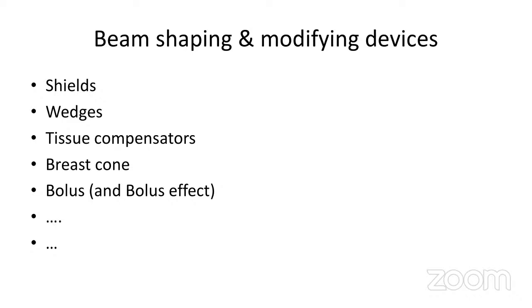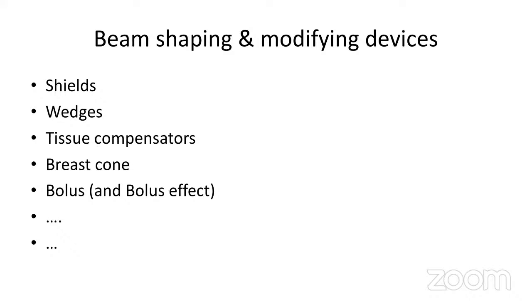Then there are wedges. We will discuss the wedges later. Then tissue compensators. Again, we will talk about tissue compensators. We'll talk about the missing tissue. Breast cone, I won't discuss now. I think hardly any department uses a breast cone, and they are so heavy. They're not even kept in the exams these days. I mean, we have probably just discarded them.